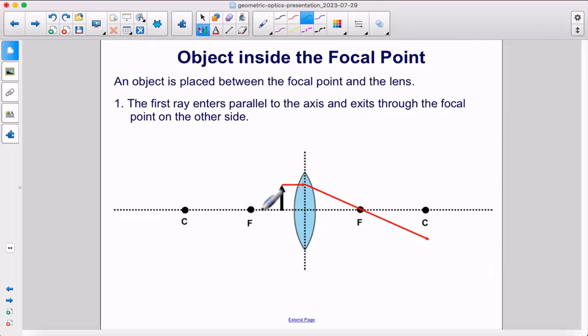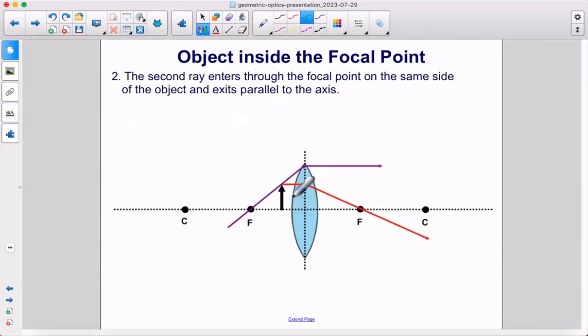All right, now we have moved the object between the lens and the focal point. The first ray goes parallel and then through the focal point. The second ray is a bit tricky. It's going to start at the focal point, touch the top of the arrow, and then the lens. This is very similar to when we were inside the focal point with a concave mirror. Then it's going to go parallel. So you can see these 2 rays are not going to converge on the right side of this lens.